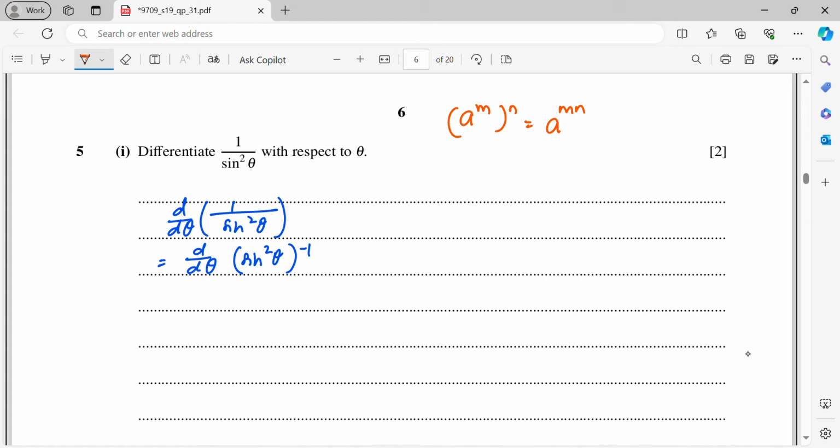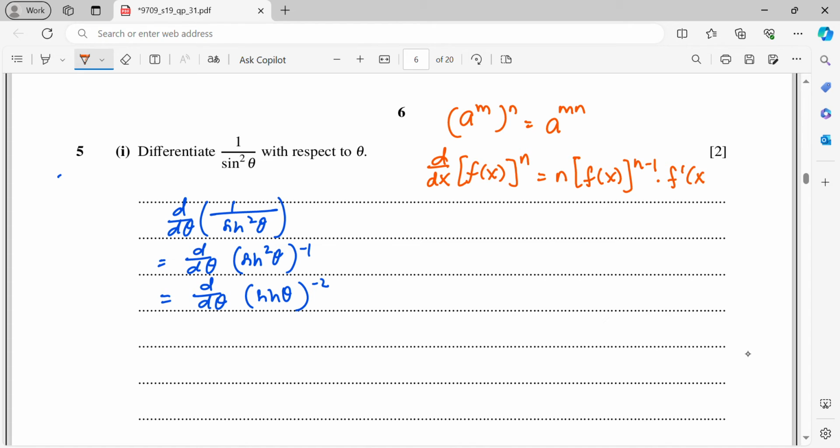So it means that 2 times -1 becomes -2. That is the degree. So I can just take up the degree. It becomes sine theta to the power of -2. Now to differentiate this, we have another formula, to differentiate a function with power n. This is what we call the power rule. You bring down the n, rewrite the function, then the degree minus 1. Now, followed by differentiating f(x) to get f prime x.